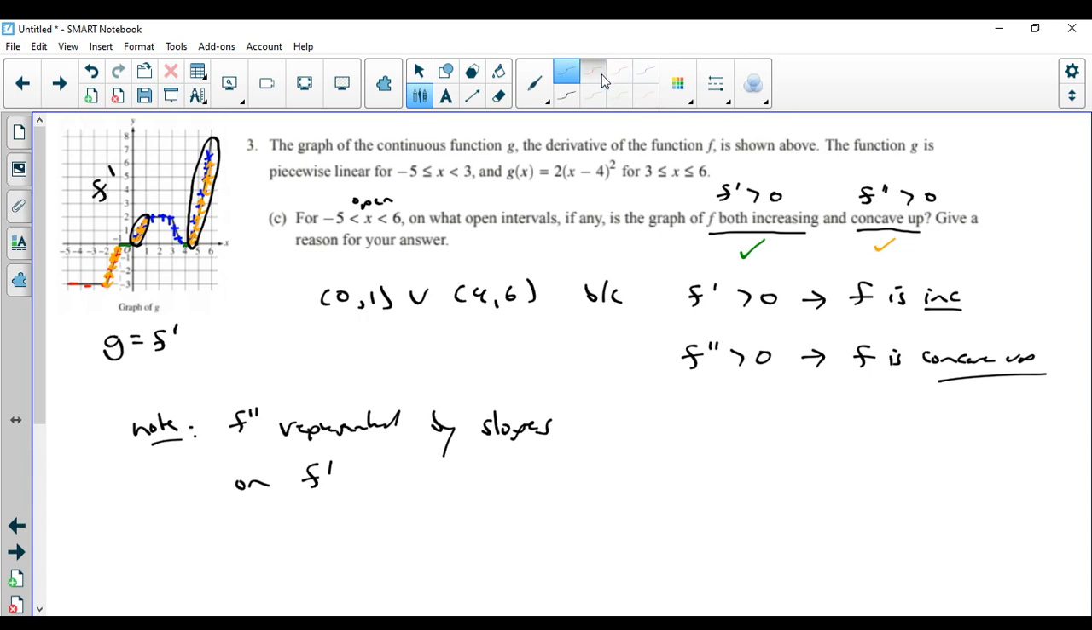A lot of the answer keys you'll see, they talk about that if f prime is increasing, then that means f is concave up, because that would mean that f double prime is greater than 0. So instead of saying this, they'll say because f prime is increasing, then f is concave up. If f prime was decreasing, then f would be concave down. And so you could state that too.